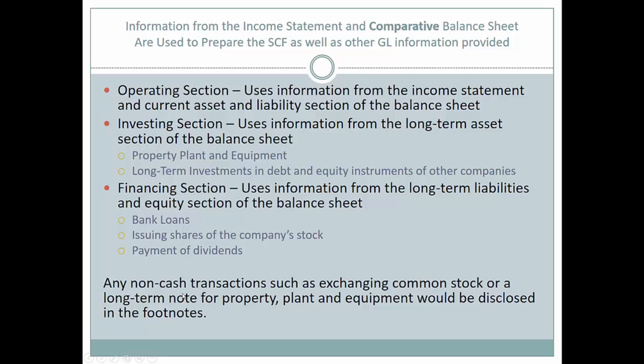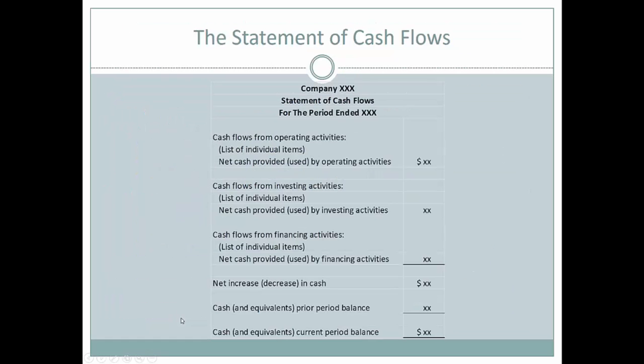Any non-cash transactions, such as exchanging common stock or a long-term note for property, plant, and equipment, would be disclosed in the footnotes. So there are non-cash transactions that would be recorded in the footnotes as ancillary information to the statement of cash flows, but it is non-cash because no cash is involved in the exchange.